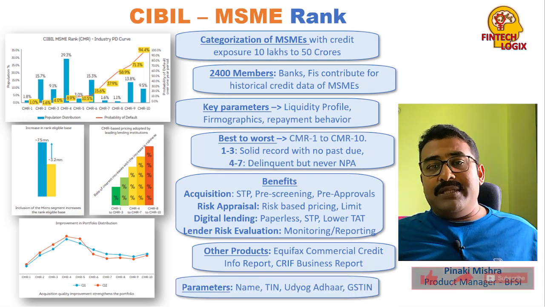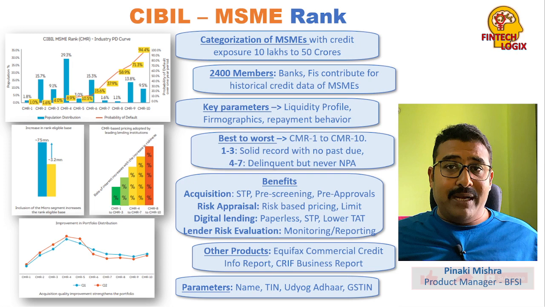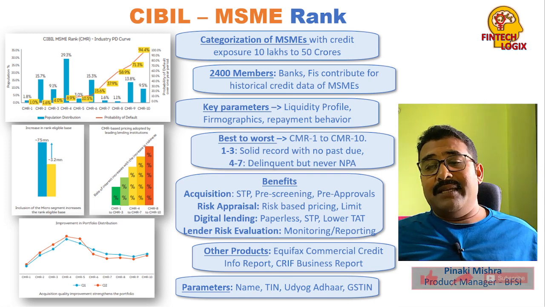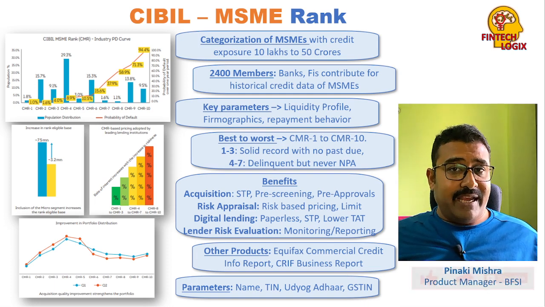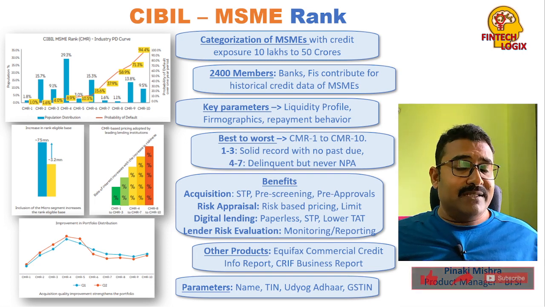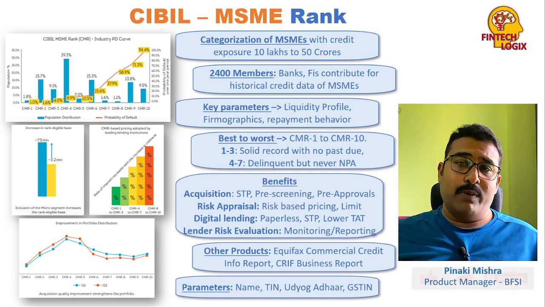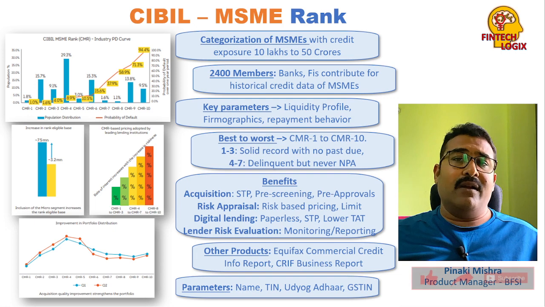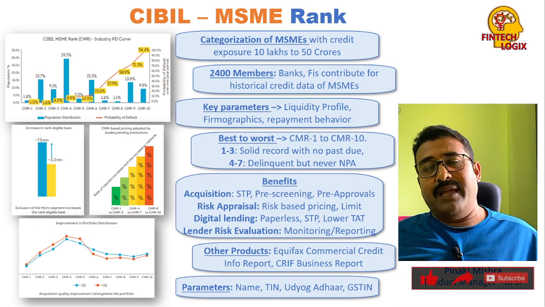Now how can this data be pulled? This data can be pulled through API integrations or even manually. For APIs, the primary parameters would be your name, your TIN, your Udyog Aadhaar or GSTIN number. Using this information, through an API integration, your rank can be pulled from the CIBIL data. Definitely there has to be a partnership before, and there are also some fees that are taken by CIBIL for enabling this feature.